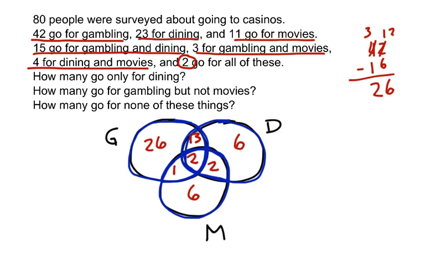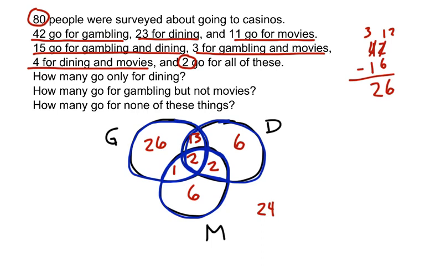I'm told that a total of 80 people were surveyed. So I need to add up everybody that I have so far. That's 26 plus 13 plus 6 plus 1 plus 2 plus 2 plus 6. I've got a total of 56 people on the diagram so far. So that means that there must be 24 people that are outside the circles. Now I've got my diagram filled in, and I'm ready to answer those questions.